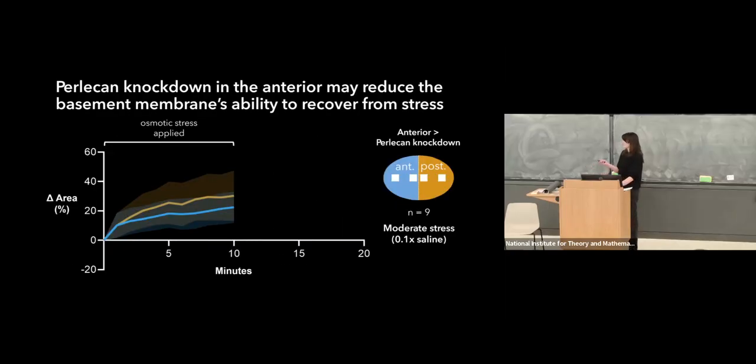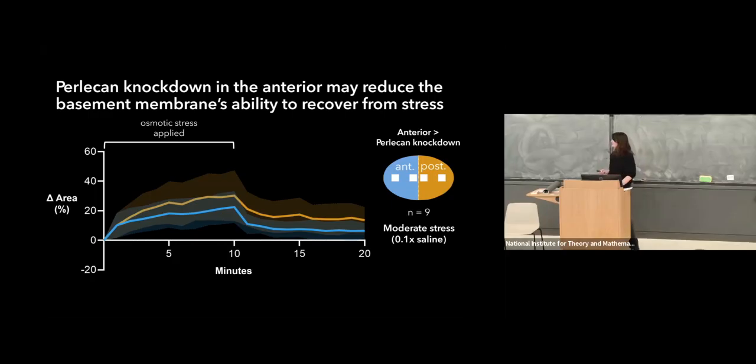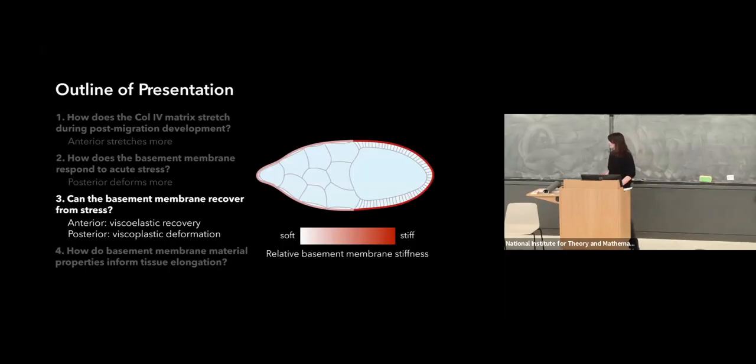And so I'm showing you here 10 minutes of that osmotic stress being applied. And what we see once that stress is removed is that when perlecan is removed from the anterior region, it can now no longer return entirely to its original form, suggesting that actually having perlecan in that matrix might be contributing some elasticity to it. And so this relationship between composition and mechanics is something I'm really interested in and is what I'm working on at the moment. So stay tuned and see if I can figure out what each of these components do.